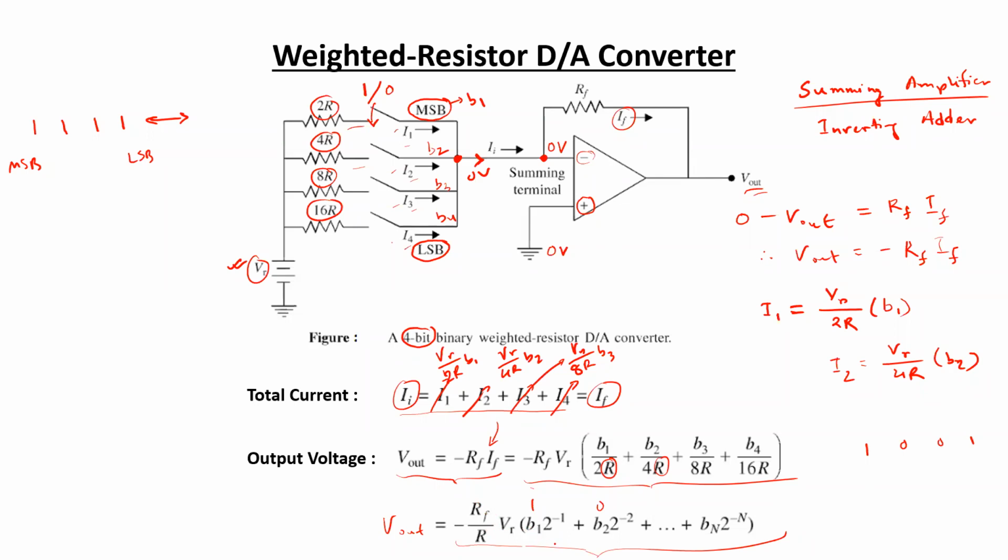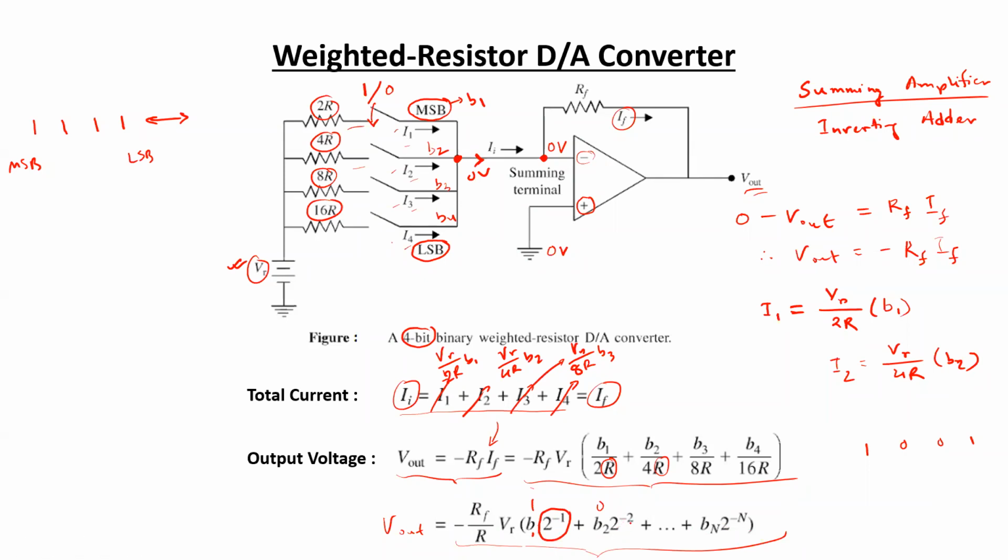Now if you look to this expression, you can see that the coefficient along with each bit is decreasing in a proportional manner. So the coefficient with the MSB is the highest, and the coefficients with the subsequent bits are proportionally decreasing.